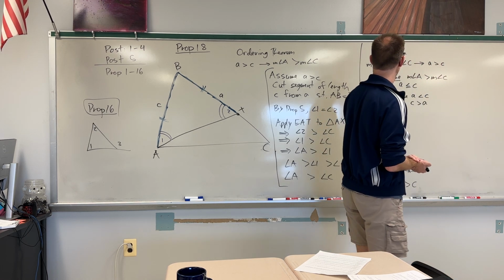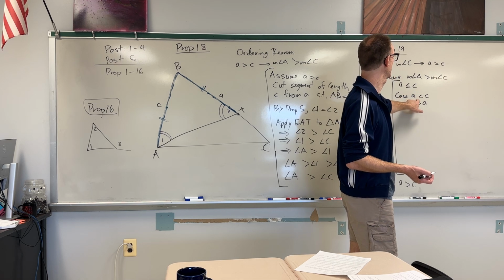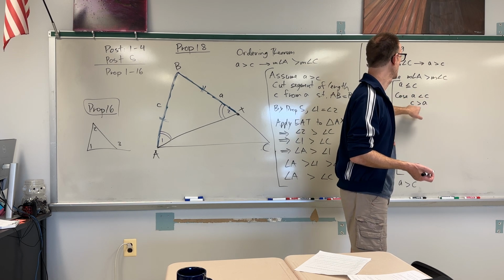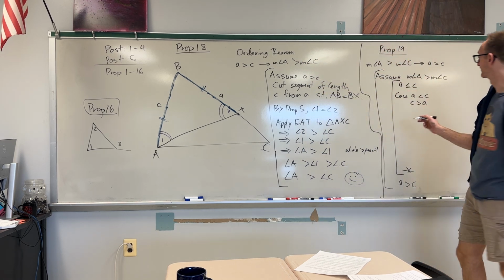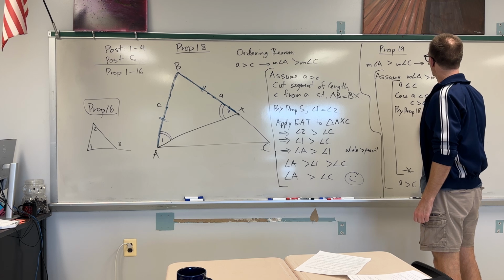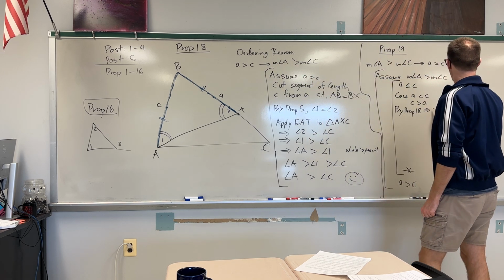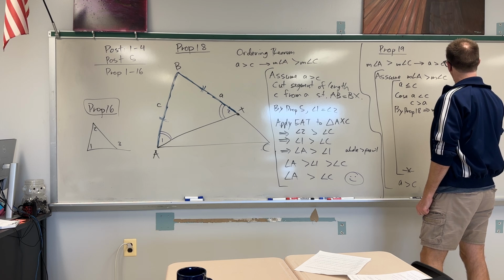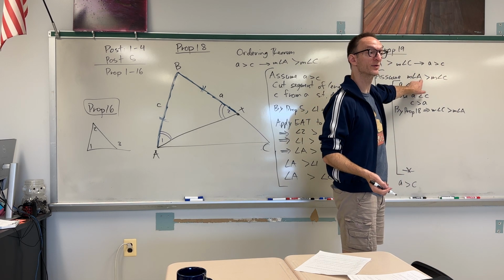Am I doing this right? I feel like I am. I'm supposing that little a is less than or equal to c. So I'm considering the case that a is less than c. I'm choosing to rewrite that as c is greater than a. And now I'm going to apply prop 18. So by prop 18, we conclude, since c is greater than a, that the measure of angle C is greater than the measure of angle A. But that's a contradiction with my assumption.